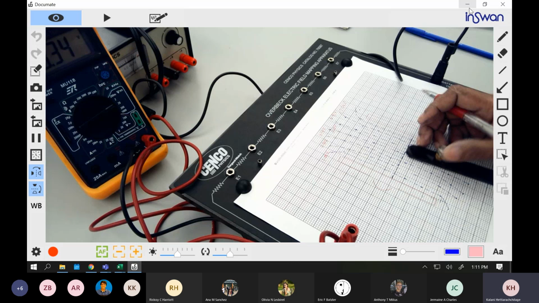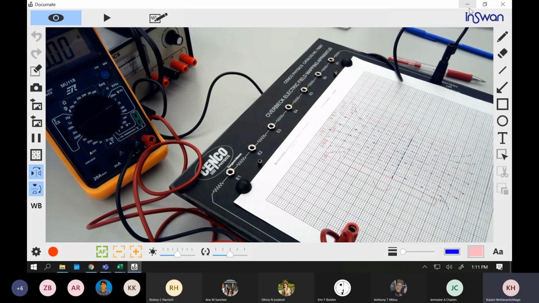Good. And now you're going to take the black from the probe out, and then you're going to measure the whole voltage to the black. 9.40.